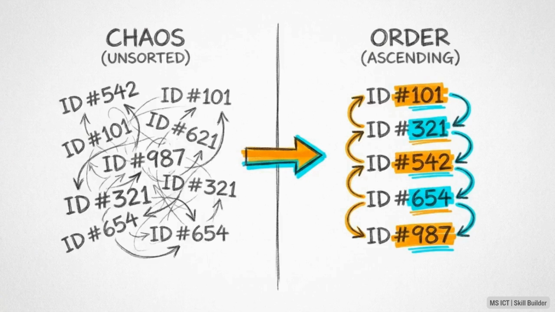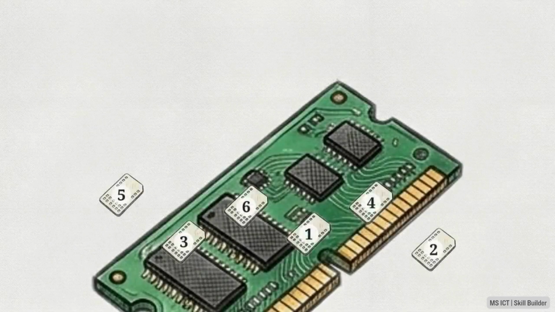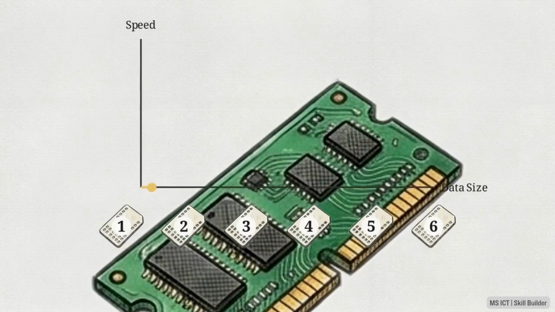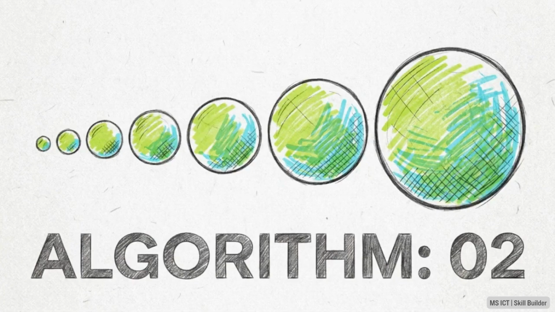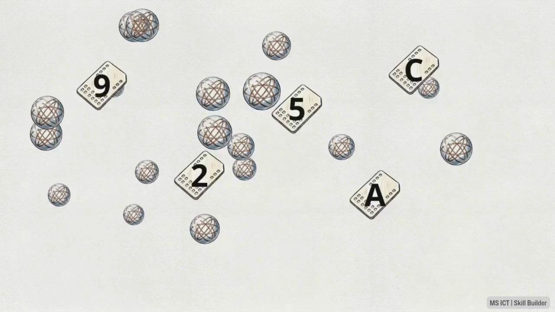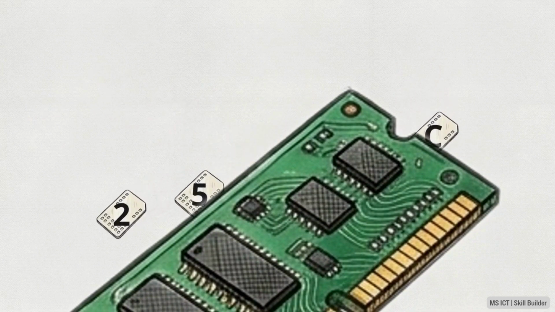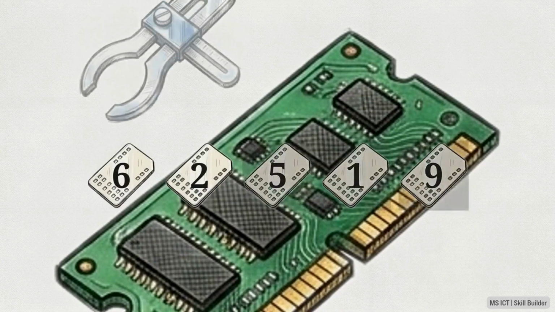To avoid processing delays, developers need a way to organize their data. By arranging the information into a specific order first, they open the door to much faster lookup methods later. This brings us to a standard organizing method called the bubble sort. Its entire job is to take a chaotic dataset and rearrange it into a predictable sequence, like ascending numerical order or alphabetical order. The algorithm operates on one strict rule.